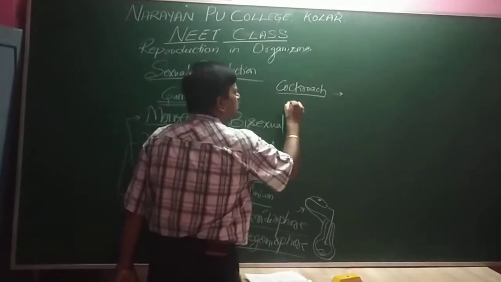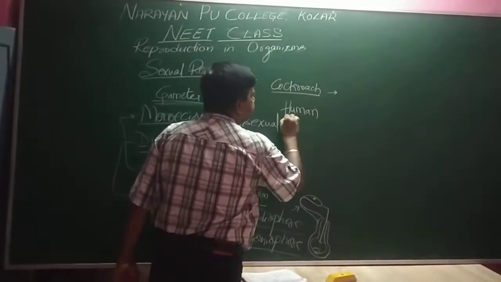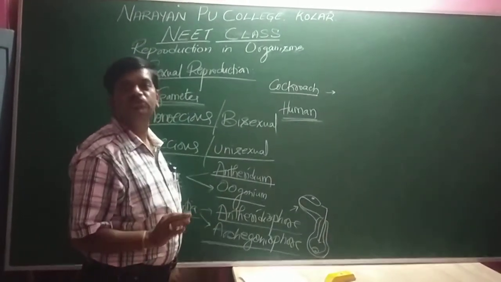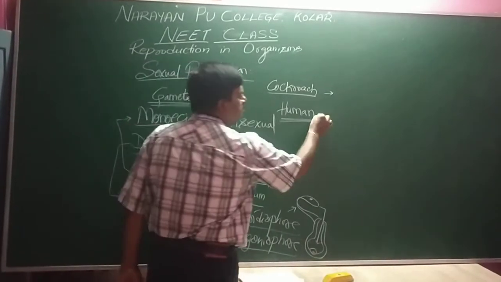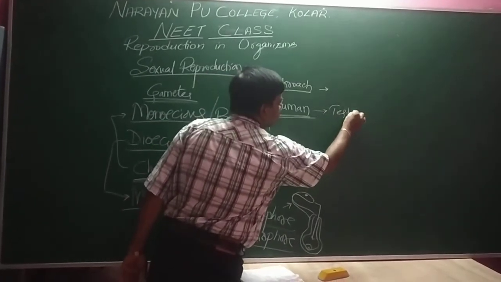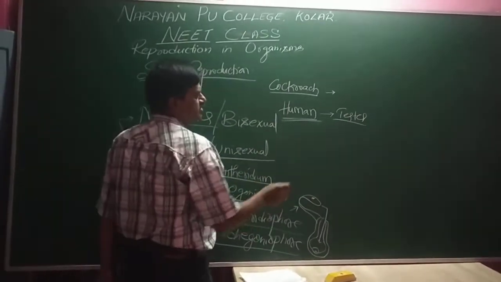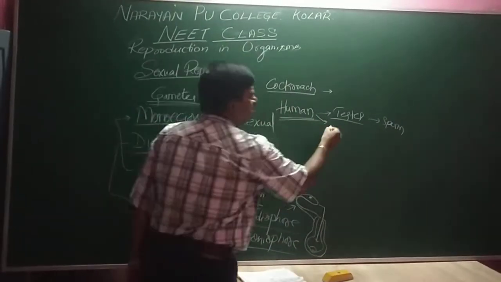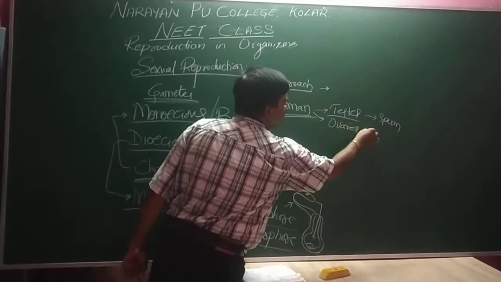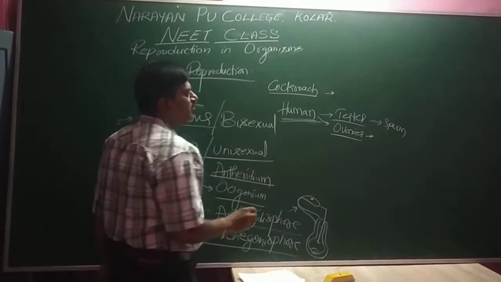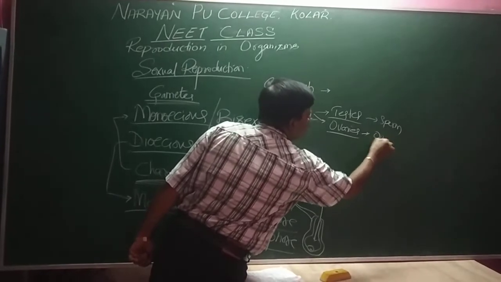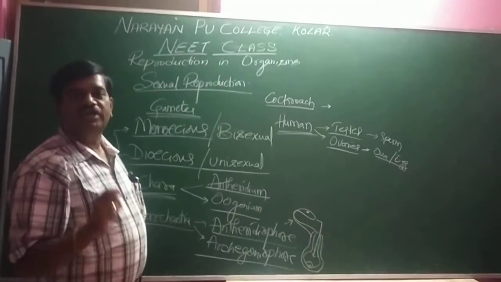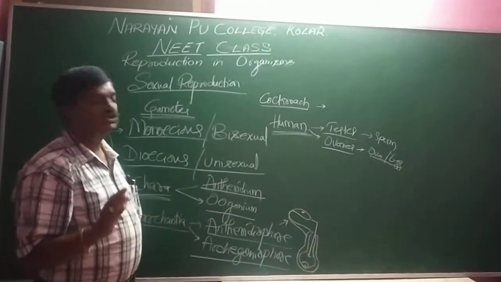When we go for higher organisms like humans, humans are also unisexual. Male is separate, female is separate. The male sex organs are called testes, which produce sperm. Whereas the female sex organs are called ovaries. A pair of ovaries are present, and the ovaries produce egg or ova. The matured egg in humans is enclosed in the Graafian follicle.